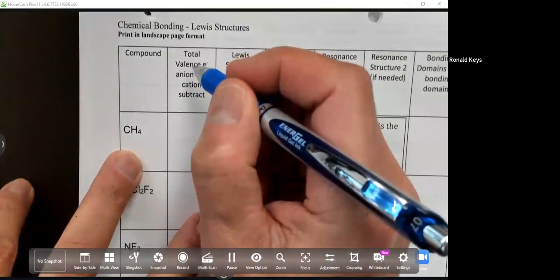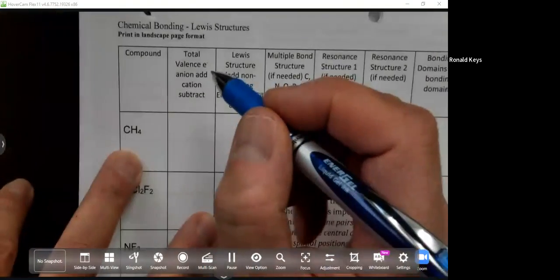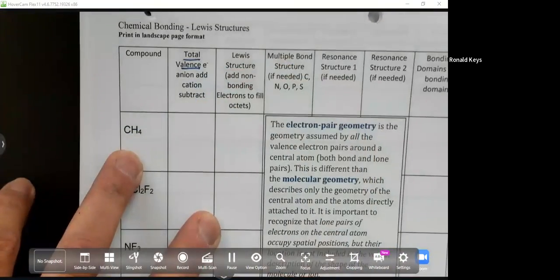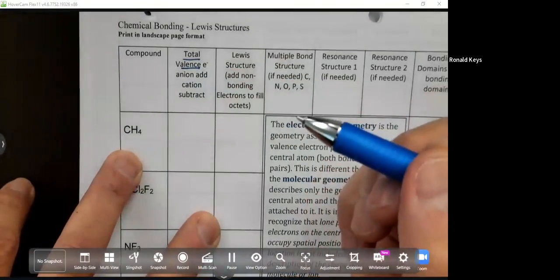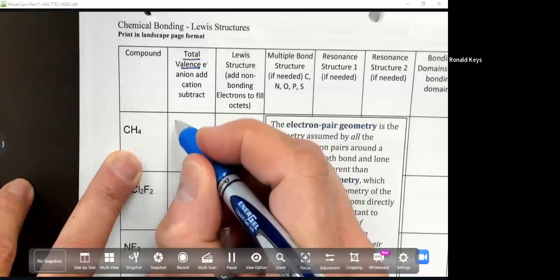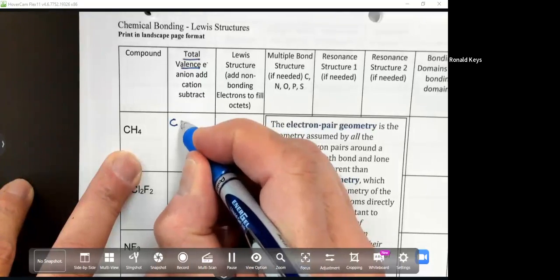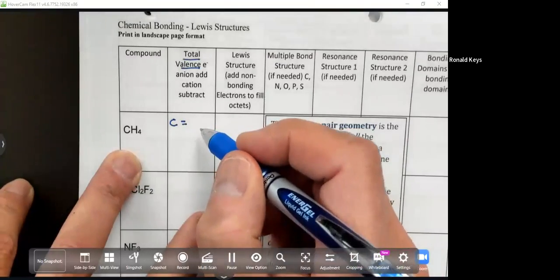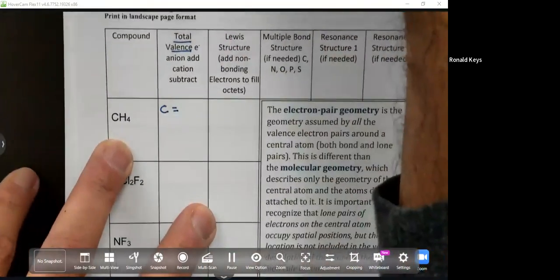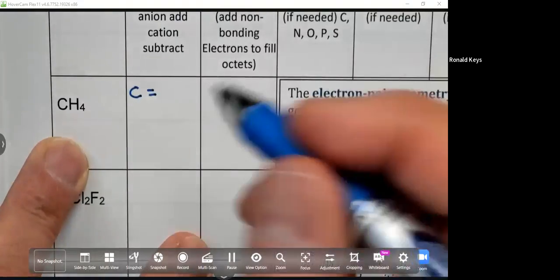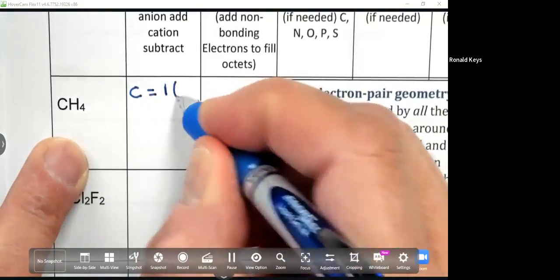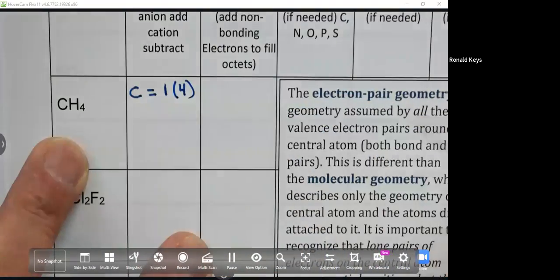Right? First step is to count your total valence electrons. For carbon, how many valence electrons do we have? What group is carbon in? We have one carbon atom and it is in group 14, so it has 4 valence electrons.